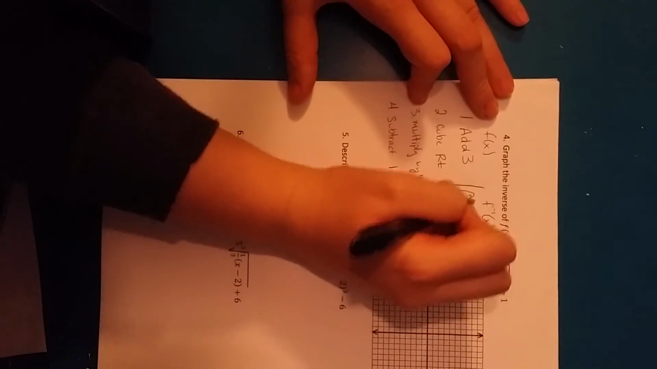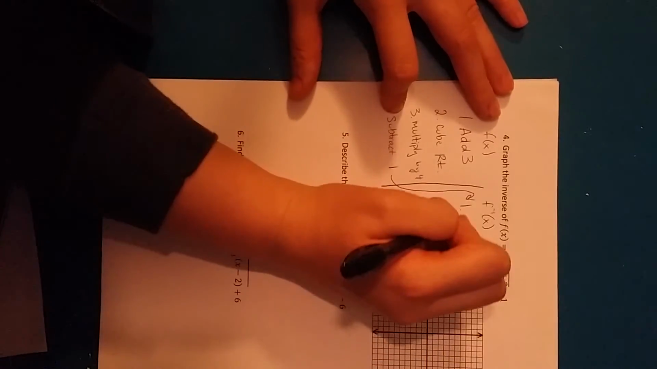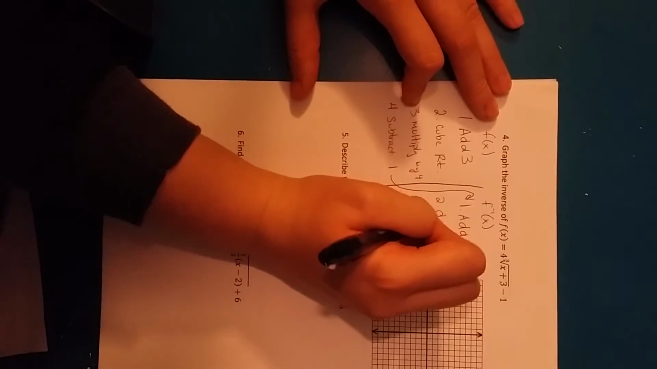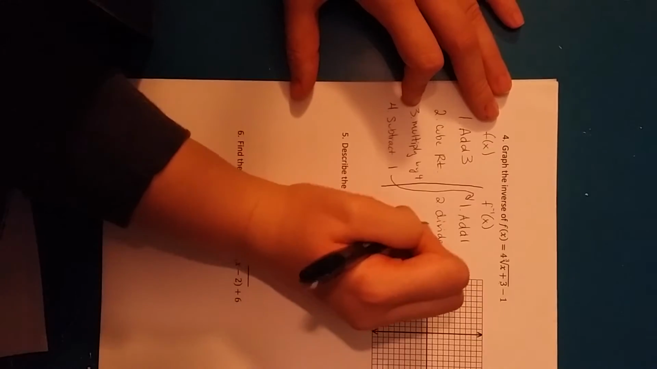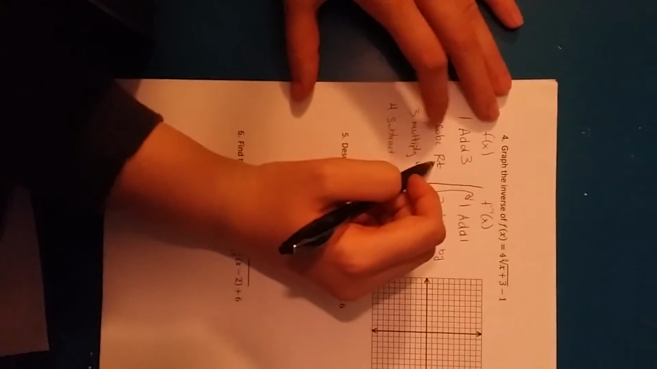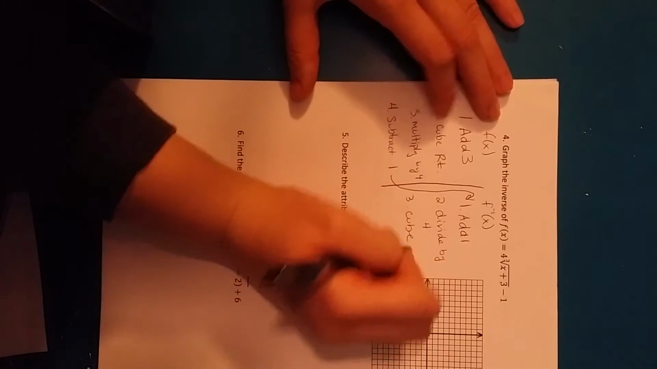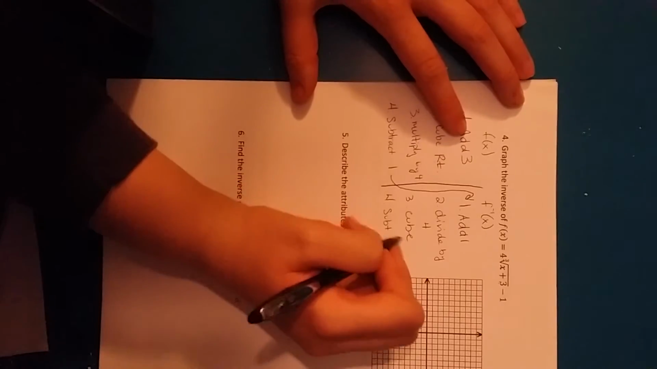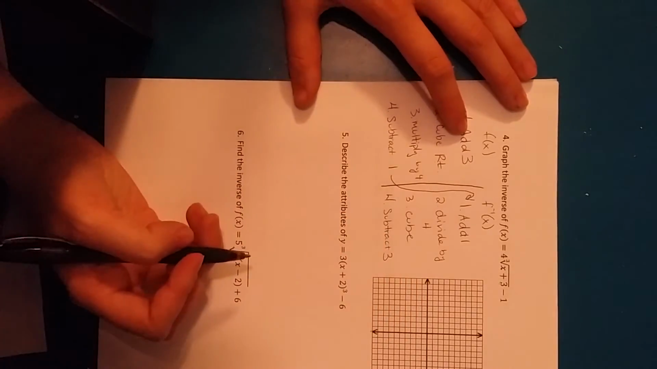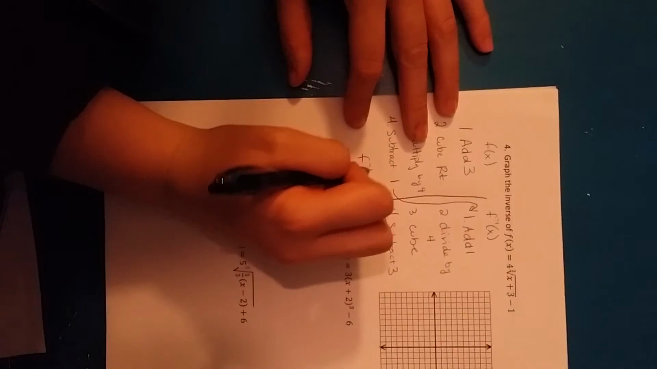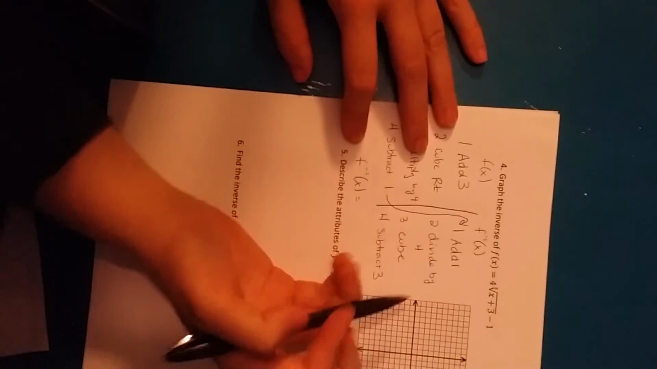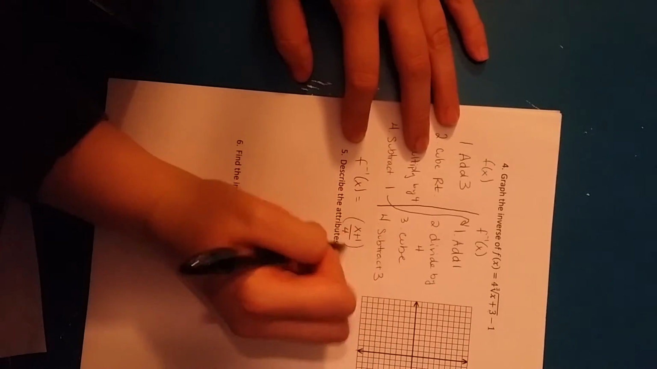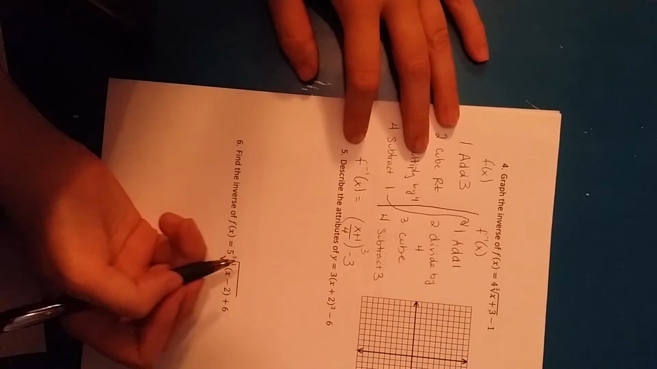So for my inverse, the first thing I'm going to do is add 1. Then I'm going to divide by 4. Then the opposite of cube root is cube. The opposite of add 4 is subtract. Add 3 and subtract 3. So my inverse function should look something like this. X plus 1, divide by 4, cube, subtract 3.